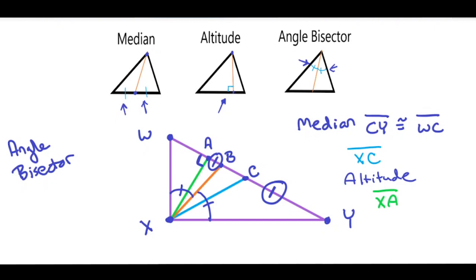What about an angle bisector? Which line segment forms an angle bisector? Well, I see here that XB cuts the angle so that we have two congruent angles. So that means that the angle bisector will be line segment XB. And that's how you classify and name medians, altitudes, and angle bisectors.